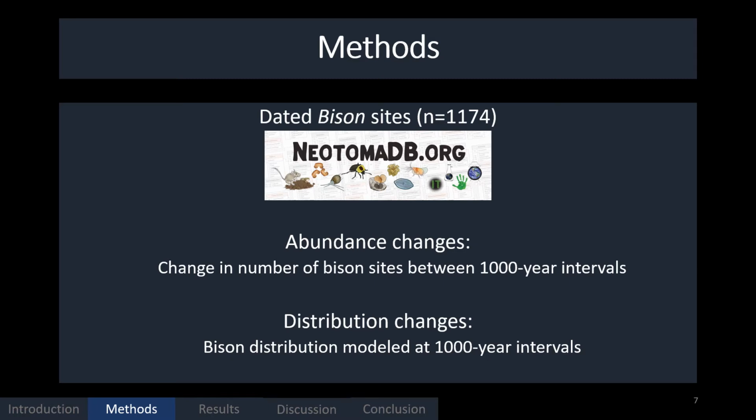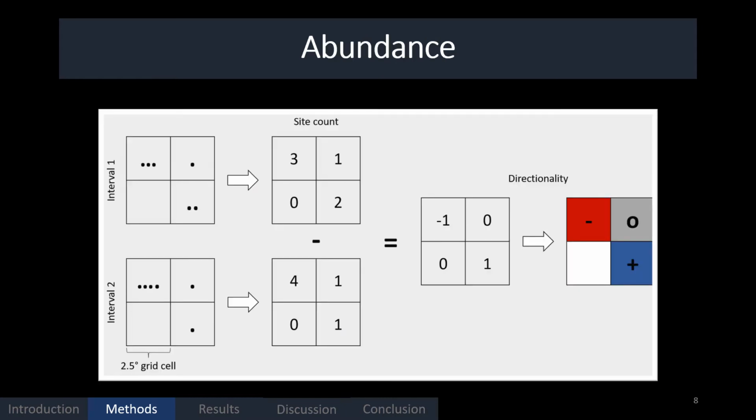So to test these hypotheses, I took the raw data from the initial animated map that was downloaded from the Neotoma Paleoecology database and transformed them into two data sets, one to indicate changes in abundance between 1,000-year intervals and another one to show changes in bison distribution at 1,000-year intervals. So the goal of the abundance dataset is to show the directionality of change in the number of bison sites between two 1,000-year time intervals.